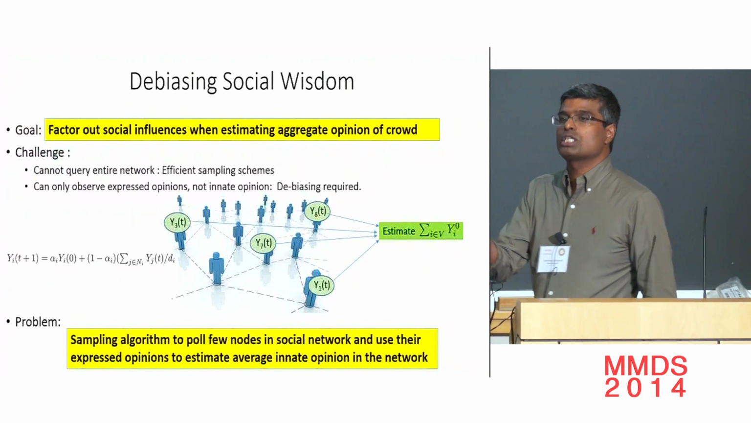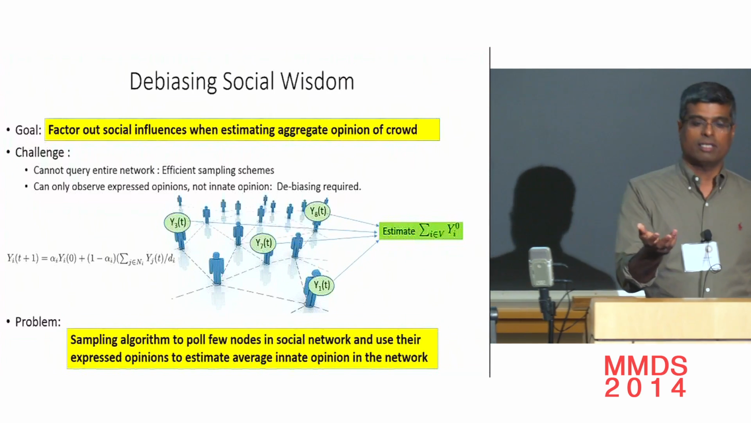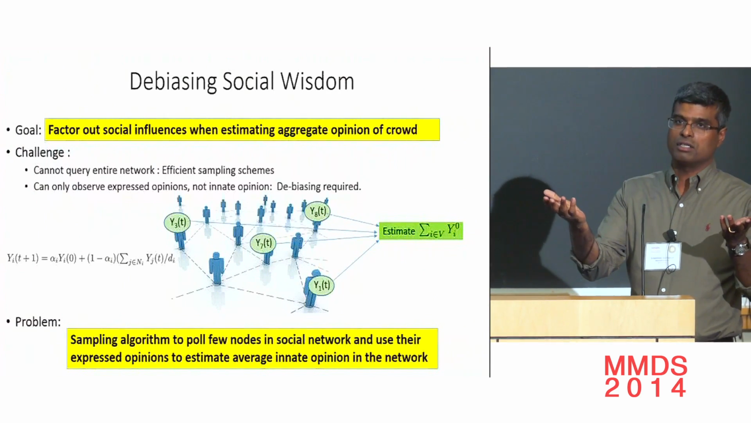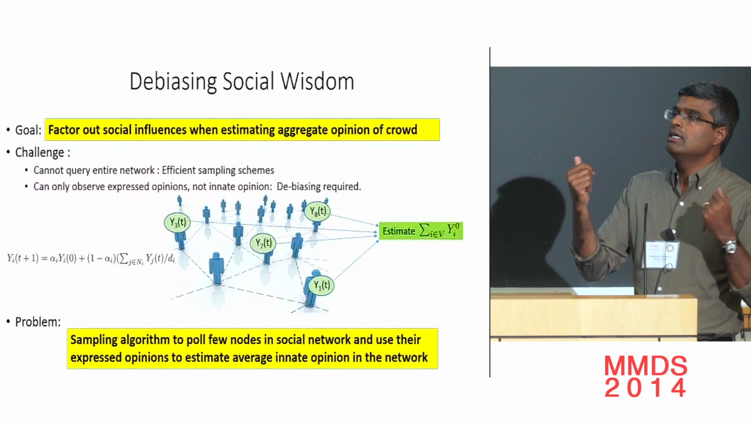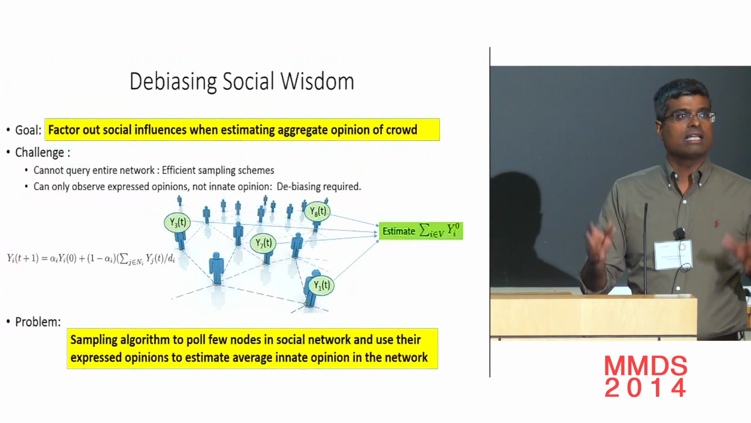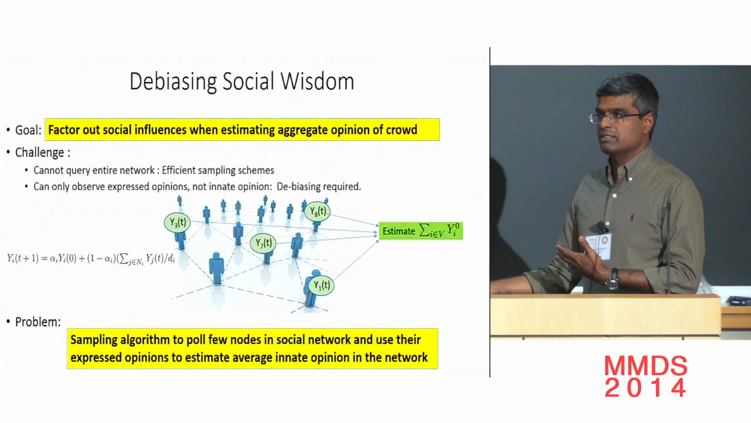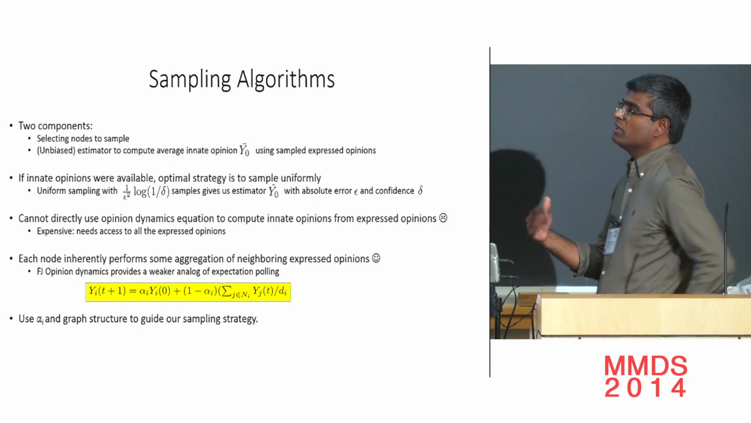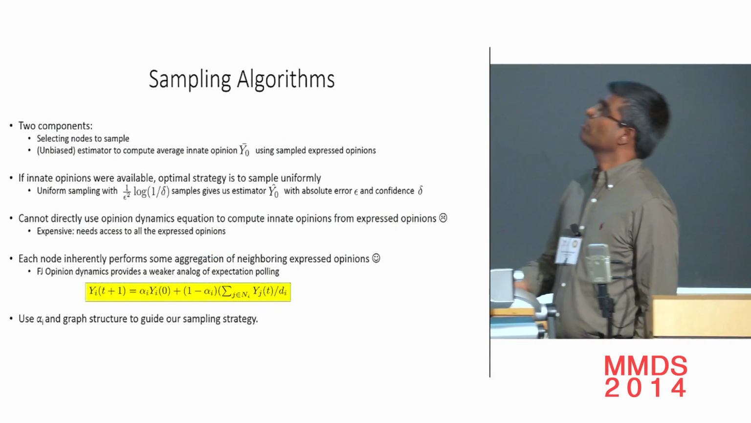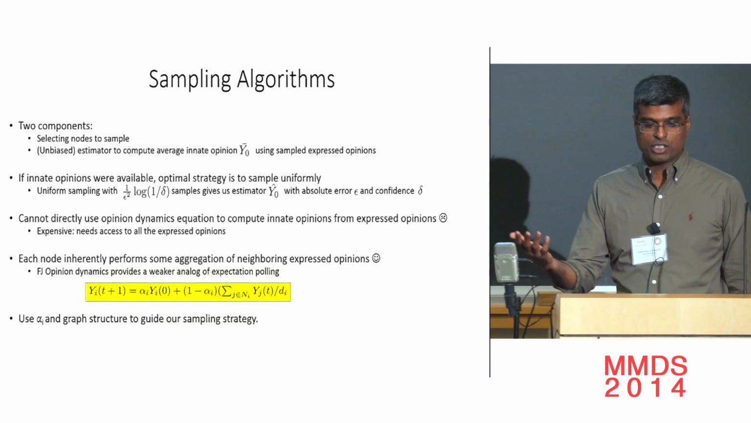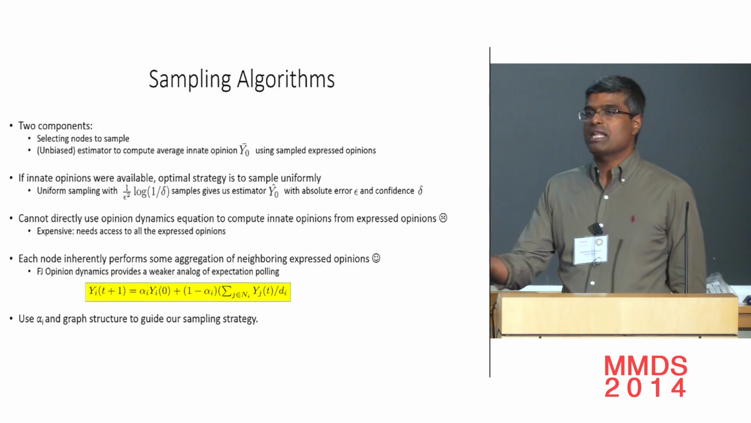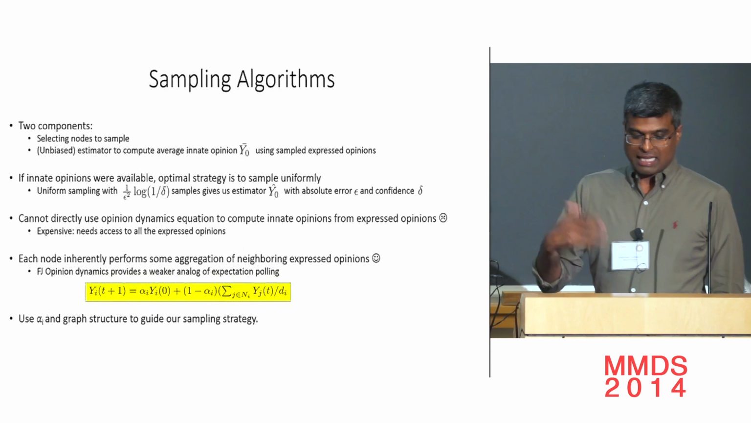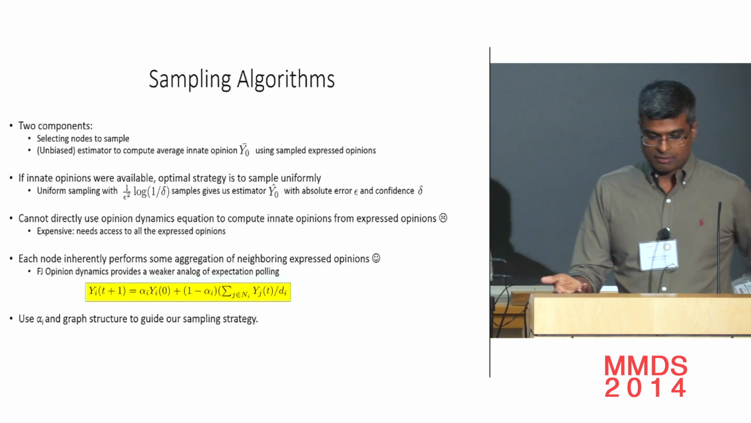So one way to approach this is we can do sampling to poll a few nodes in the network and take the answers that those few nodes have given us, then appropriately debias those answers, and then aggregate the answers the way we want, and we have our answer. Okay? But how do you do this? The two key sub-questions in this problem are the selection of these nodes, and then, once you select the nodes, how do you debias the answers given by these nodes? That's the question we're trying to address here.